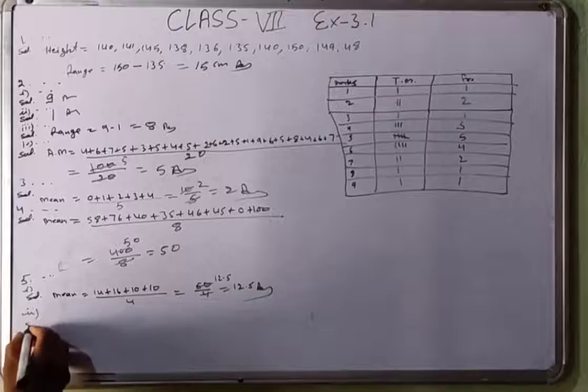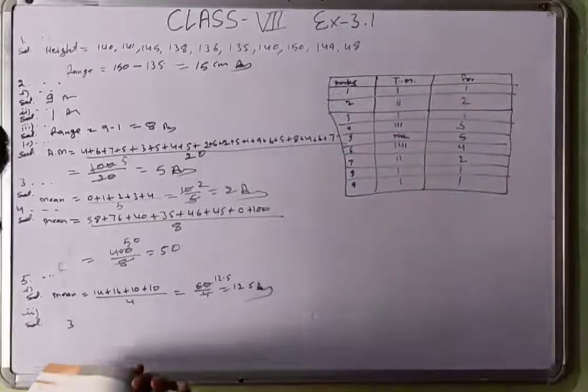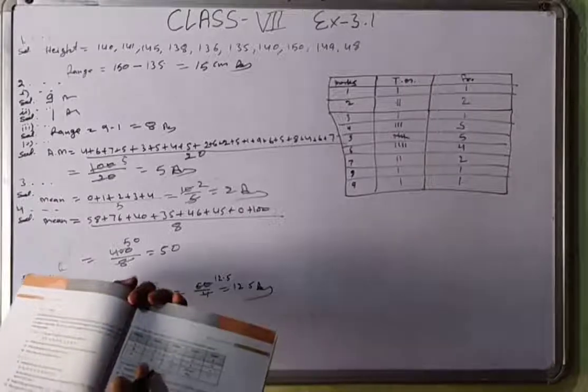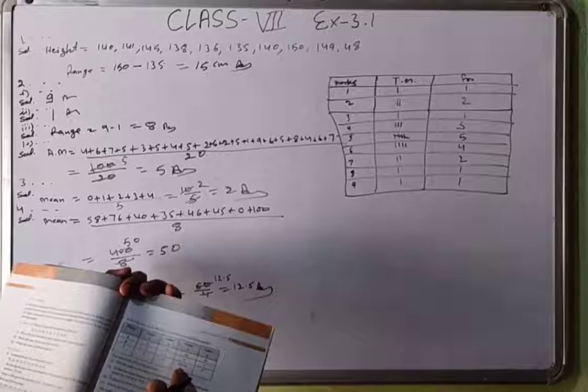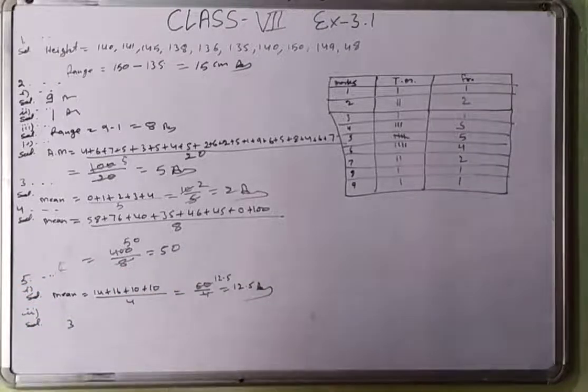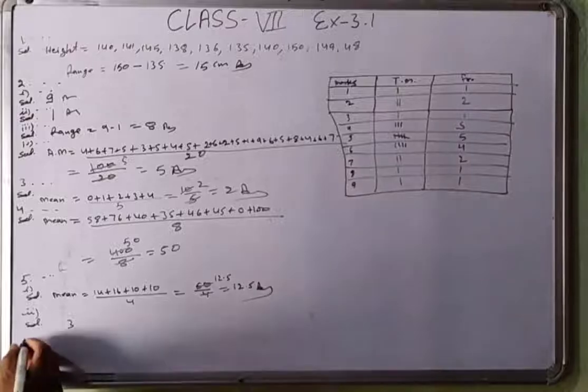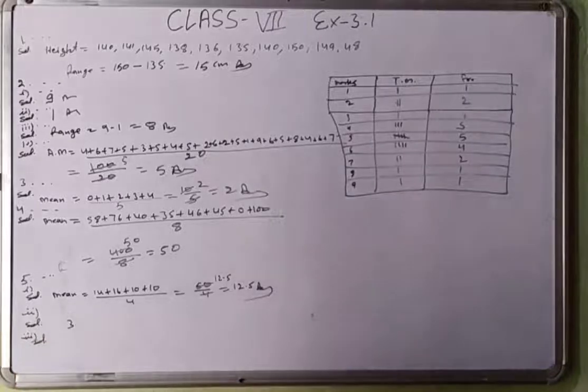Second solution, 3. Why? Because C has played only 3 games. The third game, C did not play. So we will divide by 3. Third part solution: B played in all the 4 games.